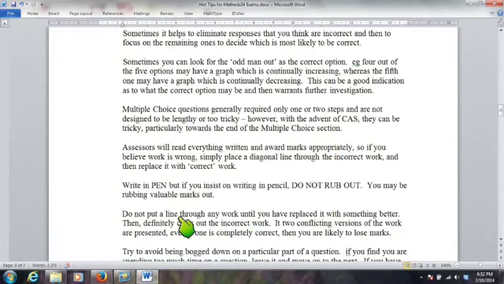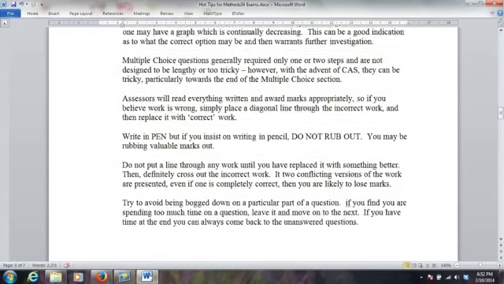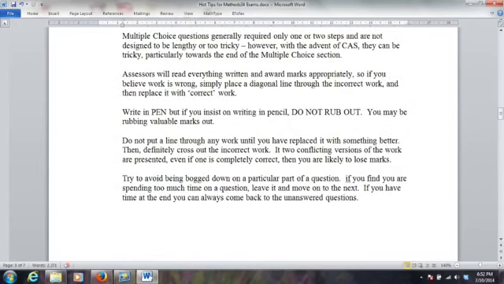If 2 conflicting versions of the work are presented, even if one of them is completely correct, you will lose a mark, okay? Because you've got 2 conflicting versions of it there, and the examiner doesn't know which one you mean.